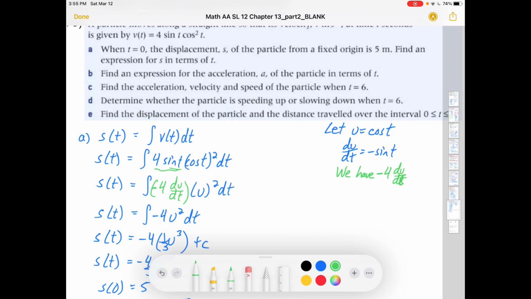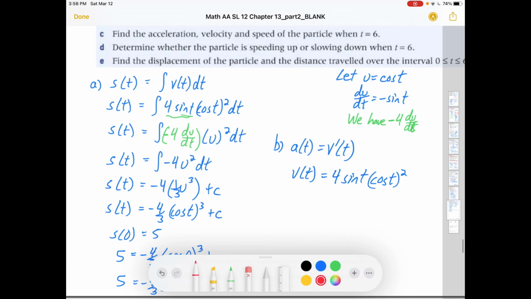In part B, we need to find acceleration, which is the first derivative of velocity. Okay. Now, that is a bit of a pain because velocity is a product. So 4 sine t and cos t all squared. There are a bunch of ways you can think this through, but if it were me, I would go with u is 4 sine t. And feel free at any point to pause this video and try this stuff. And v is cos t all squared.